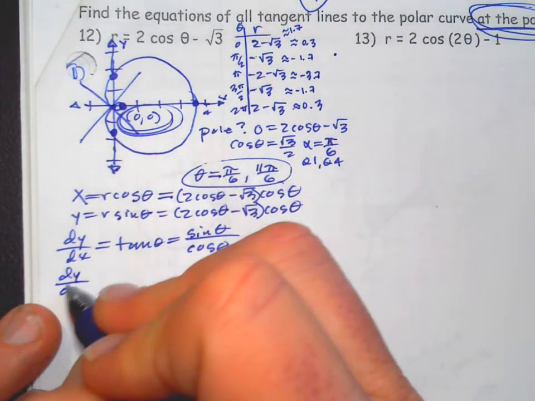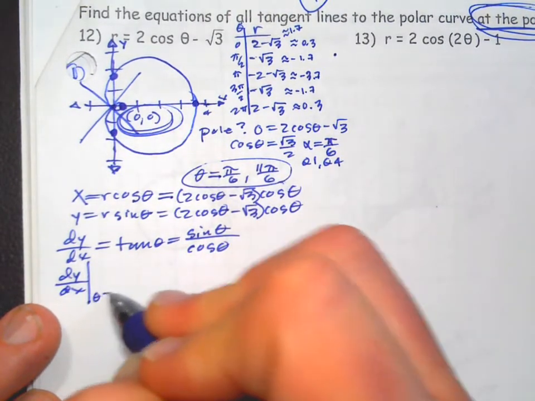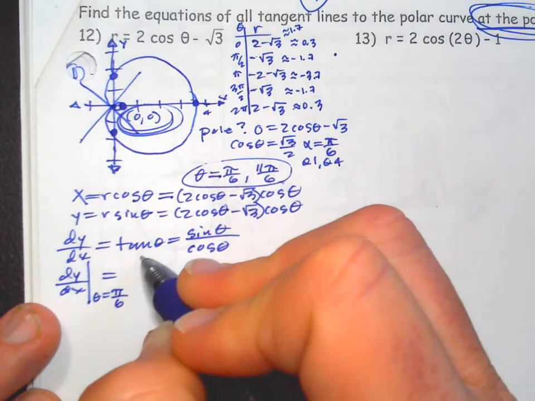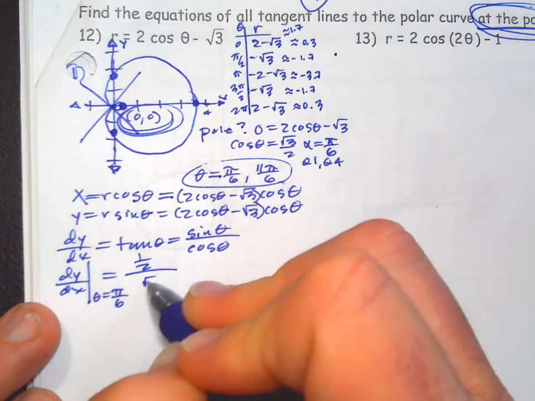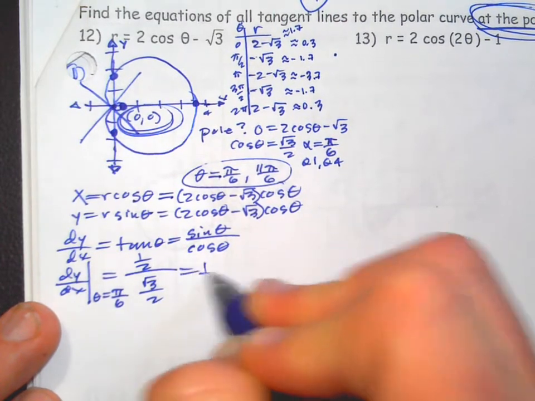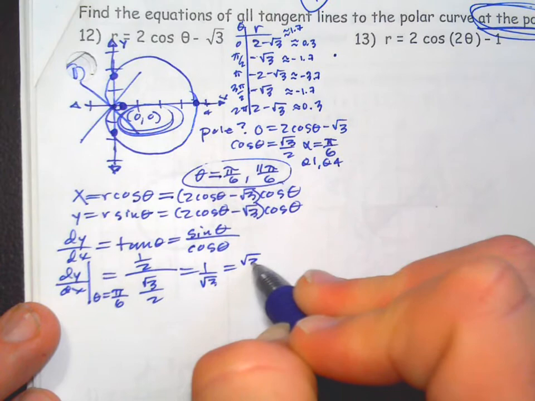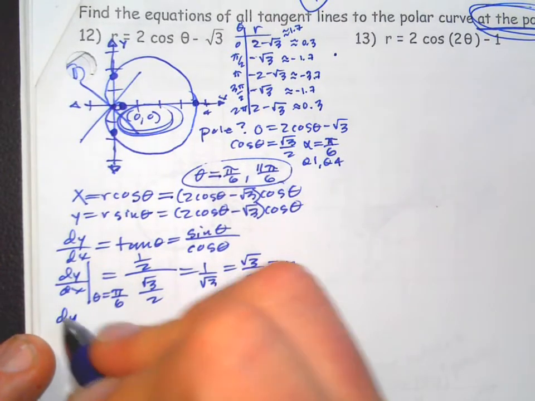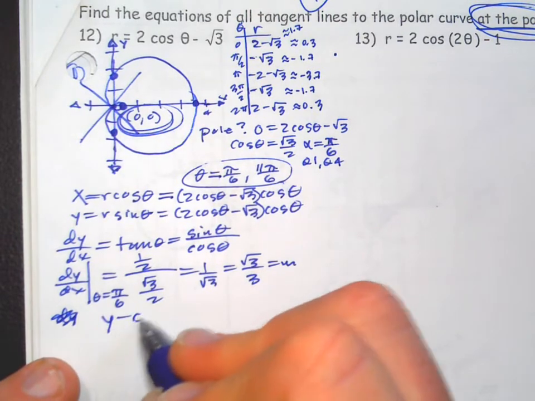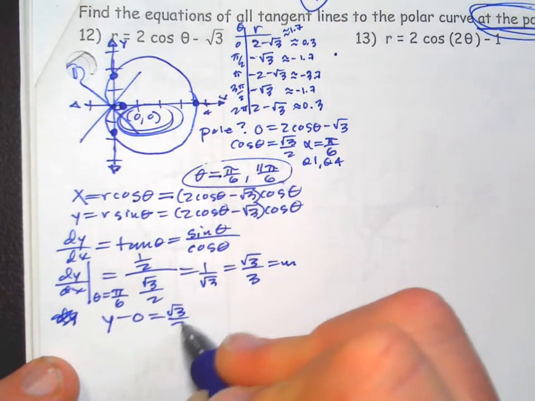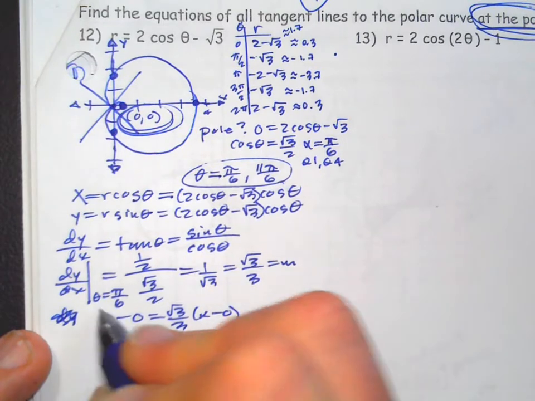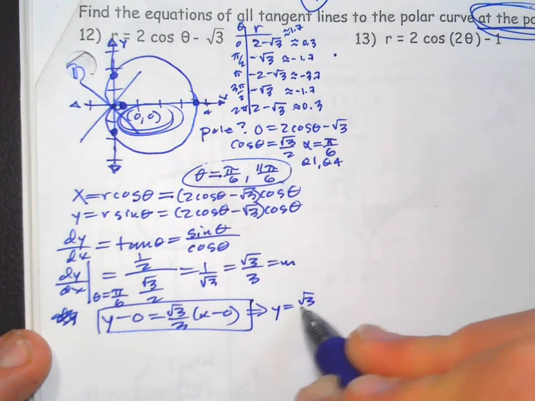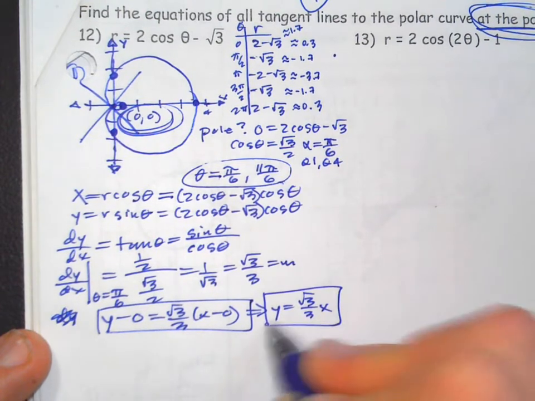So dy/dx at theta equals pi over 6. Sine pi over 6 is 1/2. Cosine pi over 6 is root 3 over 2. It's going to be 1 over root 3, which is root 3 over 3. So that's the slope of that one. The other one, I guess we could write the equation of this one. y minus 0 equals root 3 over 3 times x minus 0, point-slope form. Or if you want, you could write y equals root 3 over 3 x. It's pretty easy this time.